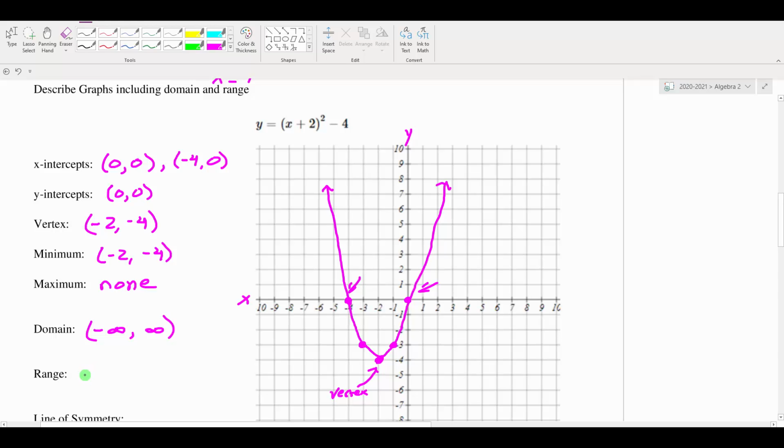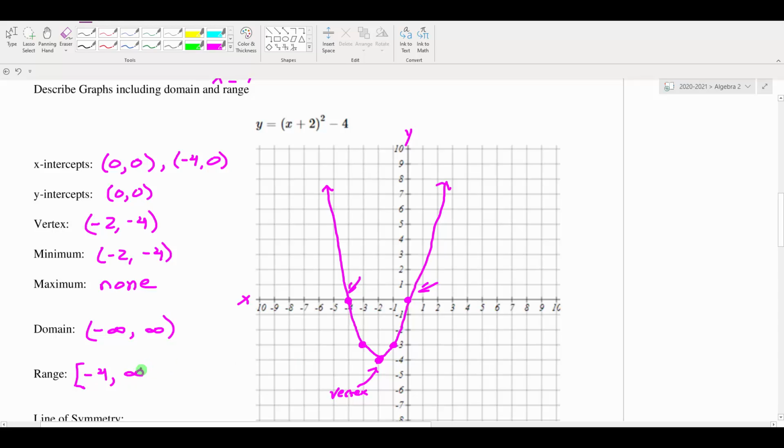Okay, so I'm going to say that my range starts at negative 4. That's the smallest number that I could ever get. And then the biggest number that I could get, if I follow my parabola up, it's never going to stop going up. So this actually goes from negative 4 to positive infinity. And then don't forget that for the negative 4, you're going to need a square bracket, and that is because we can actually get to the negative 4. It's included in the range.